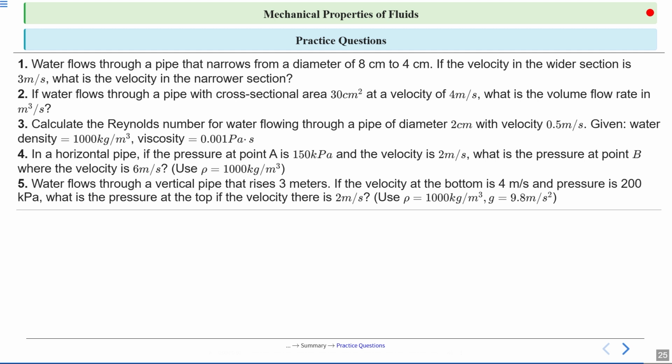So these are the practice questions. These questions build your concept and improve your problem solving skill.